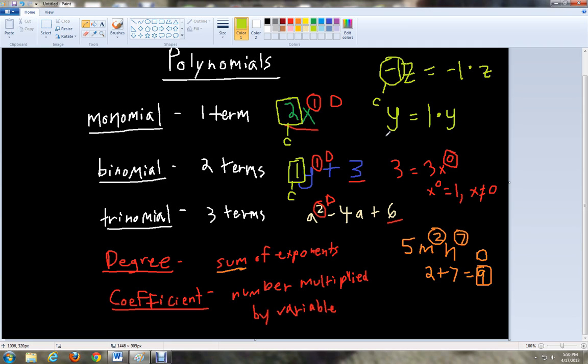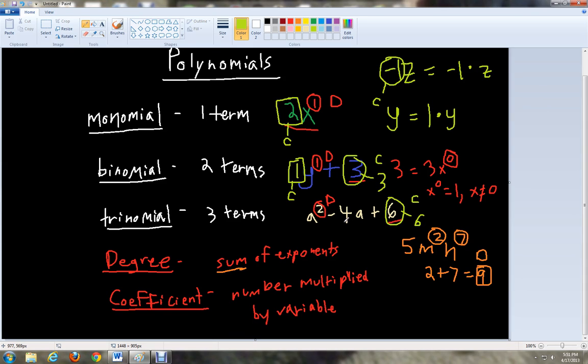So if it's just a variable and there's no number, the coefficient is just going to be 1. If you have a negative in front of the variable, it's going to be negative 1. The coefficient for 3: we notice that the degree of the constant term is 0, but the coefficient of 3 is just 3. So it's the number you see there. And the same thing for 6 too. The coefficient of 6 is just going to be 6.